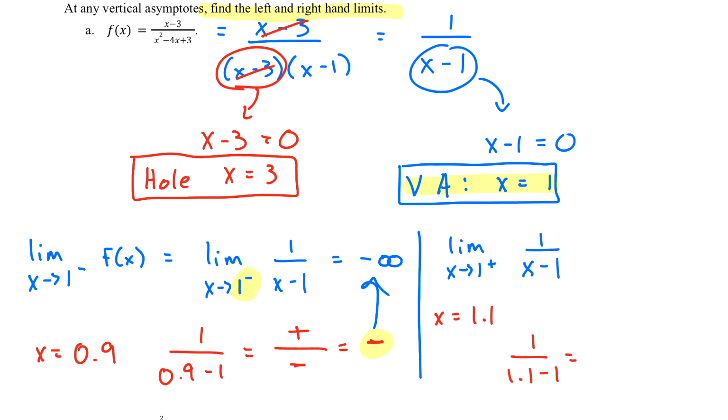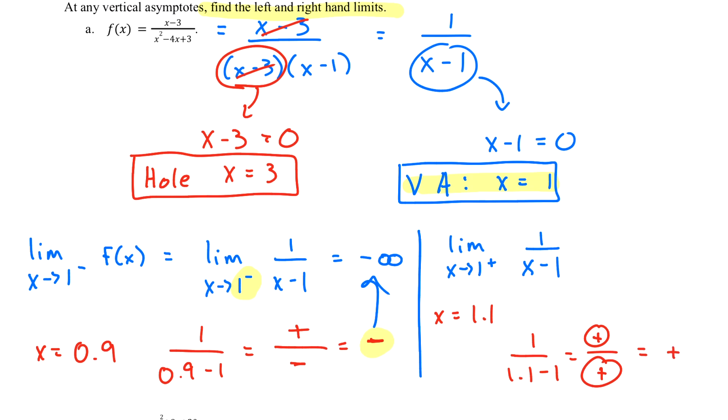1, my numerator, that's a positive number, so we're just going to put a plus sign there. When I take 1.1 minus 1, I subtract those two numbers. I'm also going to end up with a positive number. And here, when I take a positive number divided by a positive number, I'm going to get back another positive number. So that means that the right-hand limit is positive infinity.